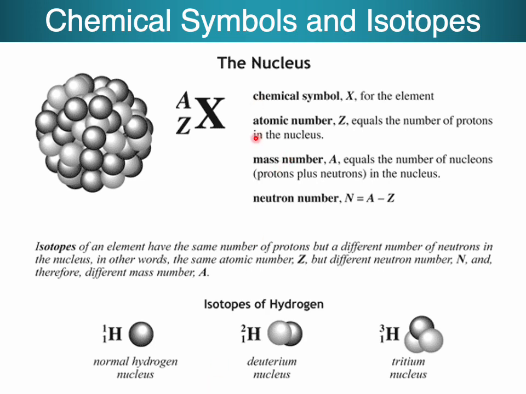So we usually represent different elements with their chemical symbol. For instance, H for hydrogen, O for oxygen, so on and so forth. You will be seeing many more chemical symbols later.